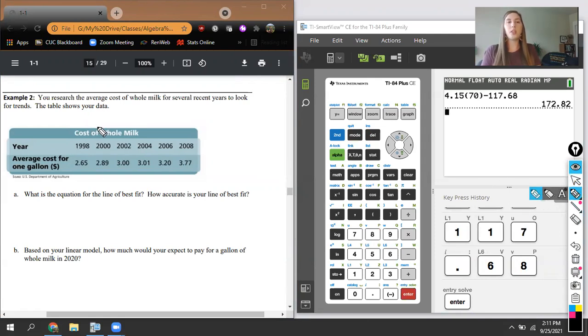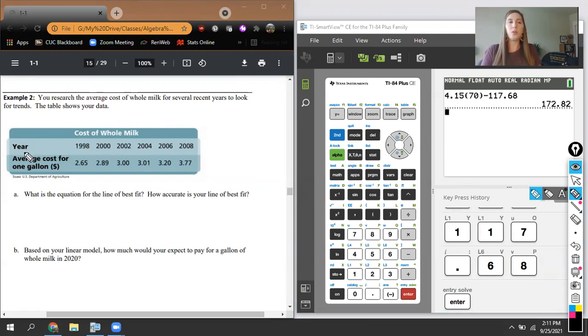It says, you researched the average cost of whole milk for several recent years to look for trends. The table shows your data. Now, notice how the years are in years, where before we didn't have the years, we had like temperature.